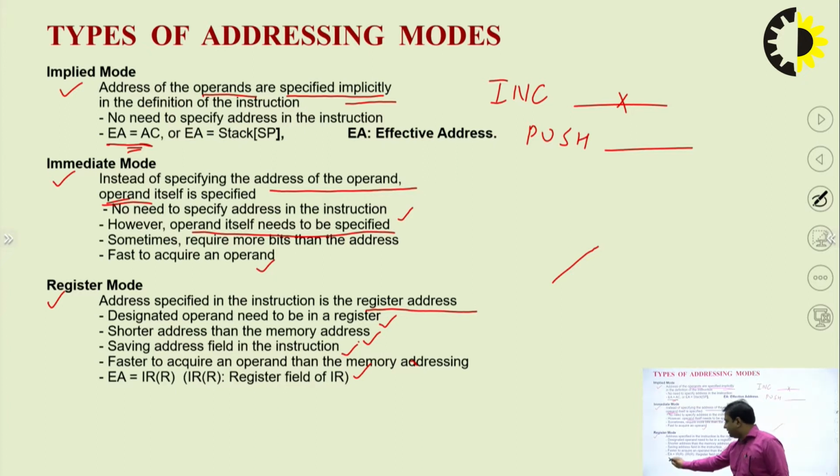So the effective address is calculated with the help of the instruction register, right? The value will be found within the register, because the operand needs to be specified in a register. This is the register direct mode because we will get the operand directly within a register.